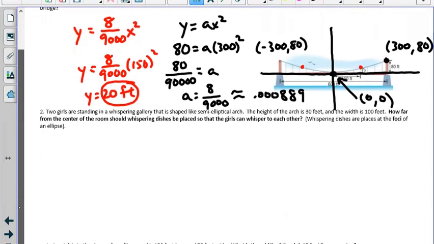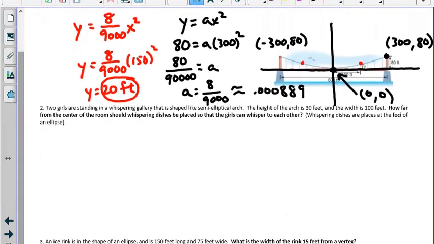Second one, 2 girls are standing in a whispering room, or a whispering gallery, that is shaped like a semi-elliptical arch. The height of the arch is 30 feet and the width is 100 feet. How far from the center of the room should the whispering dishes be placed so that the girls can whisper to each other?